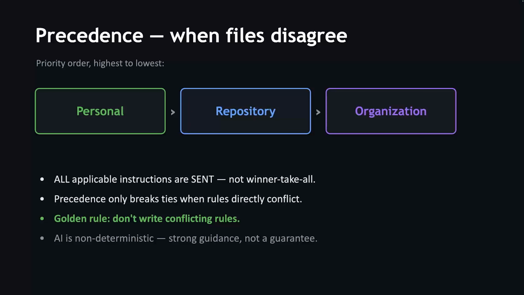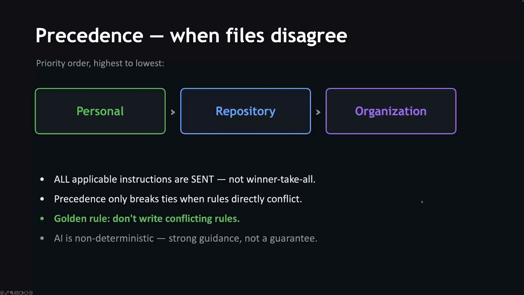All right, when you've got instructions at multiple levels, here's the order from highest to lowest priority. It's going to be personal, then repository, then organization. But, and this is the part that people get wrong a lot, it's not winner take all. All the applicable instructions get sent to the model. Precedence only matters when two of them are directly in conflict. But even then, it doesn't necessarily mean that it always wins, because the model is going to ultimately make the decision that it thinks is the best decision.